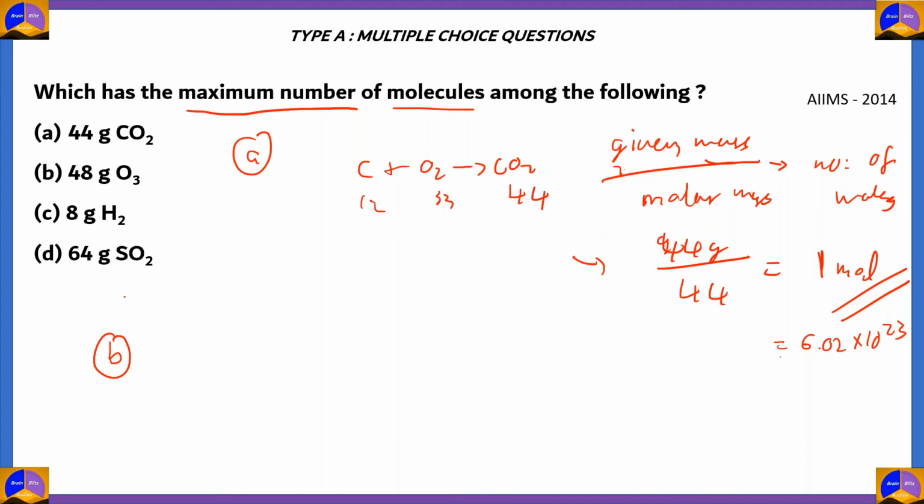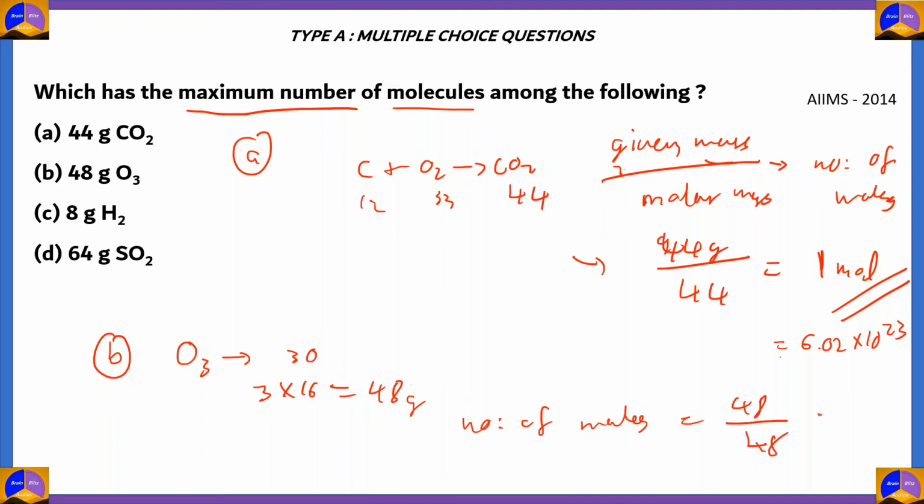Let's look at our next option, 48 grams O3. So in O3, there are 3 oxygens. So 3 oxygens basically means 3 times 16, and that is 48. So therefore, the molar mass is also 48, and the given mass is also 48. So the number of moles is given mass, that is 48, divided by molar mass, that is 48, which is equal to, again, 1 mole. So that is 6.02 into 10 raised to 23 molecules.